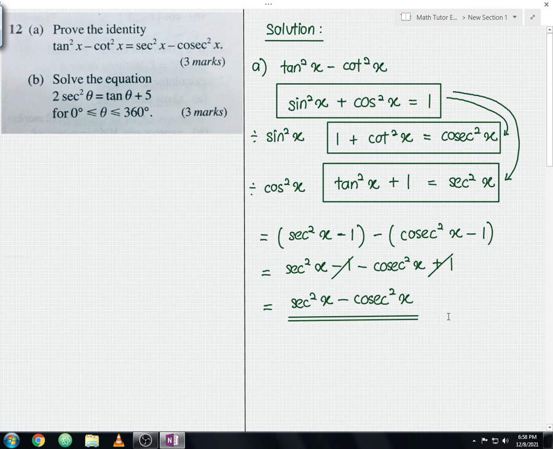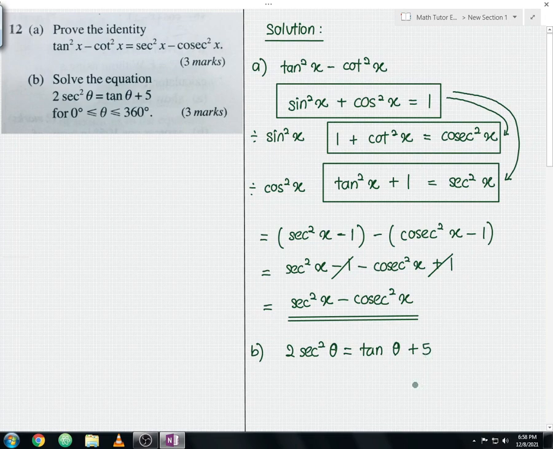Let us proceed with our discussion for question part B, where we need to solve the equation given that 2 secant square theta equals tangent theta plus 5 for 0 degree less than or equal to theta less than or equal to 360 degree. Let us write down the equation given by the question in the working here. Given that 2 secant square theta is equal to tangent theta plus 5.